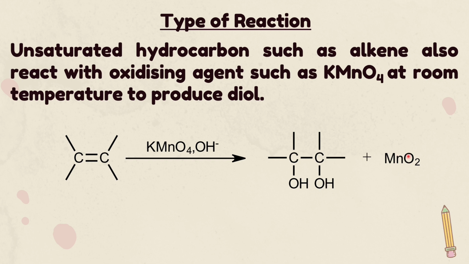Ini kita akan observe waktu kita buat Baeyer's test nanti. Okay, so in order to differentiate between saturated and unsaturated hydrocarbon, kita akan gunakan satu chemical test. Nama chemical test itu adalah unsaturation test. So awak kena ingat, the basis of the chemical test itu adalah one will give a negative result, one will give a positive result. Baru kita boleh bezakan dia.